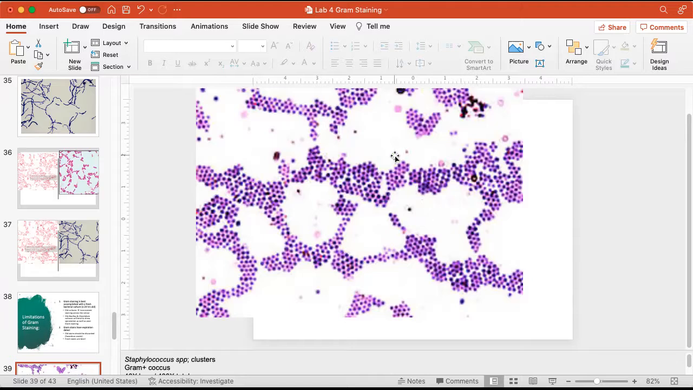Number one, there's a lot of debris on this slide. Look at this material up here that's almost black. I've got a great big pink circle right here. I've got a great big black circle right here. I've got a small black circle. I've got more pink stuff. There's stuff on here that is not cellular. There's debris on here.